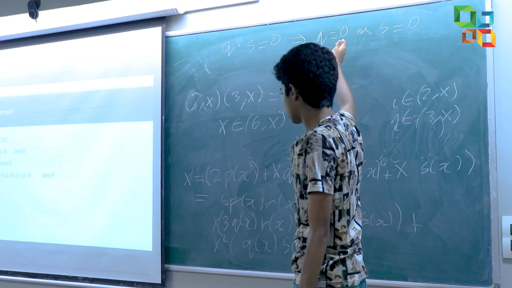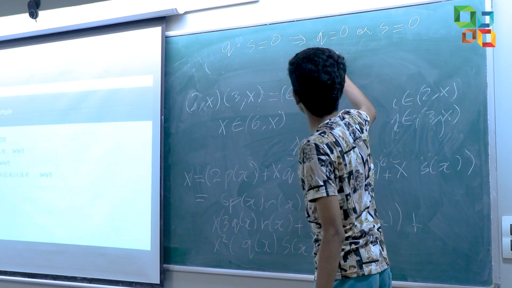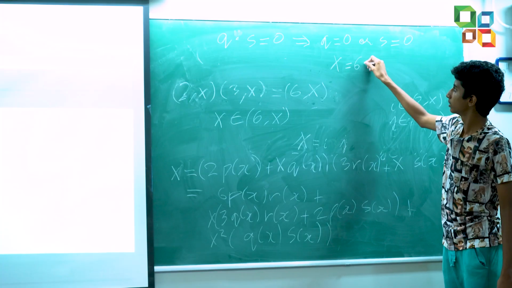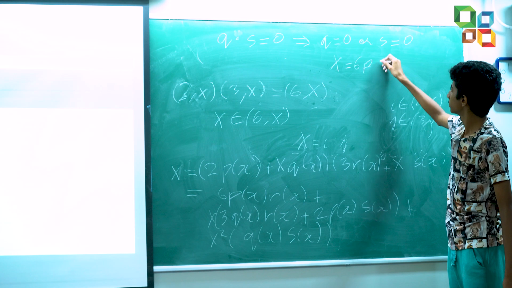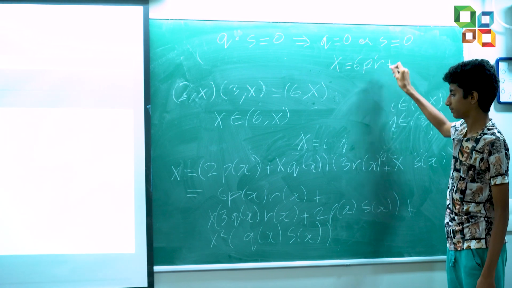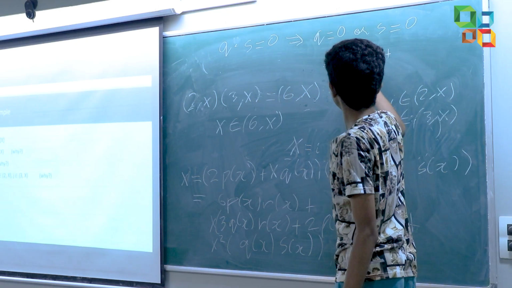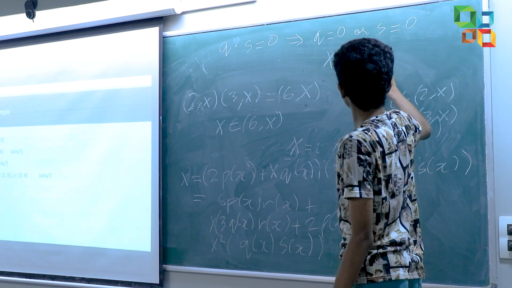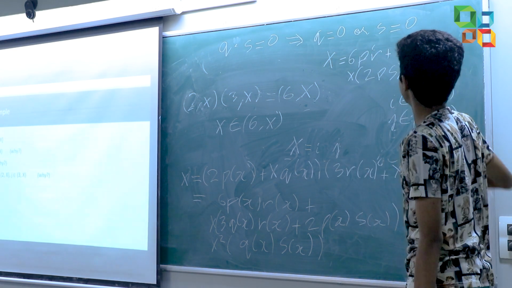So the first case is q is equal to 0. If q of x is equal to 0, what happens? Just plug in 0 wherever q of x is there and check. So the first term remains the same, 6pr plus x times p of x, which gives 2ps plus 0. Done. That's it.